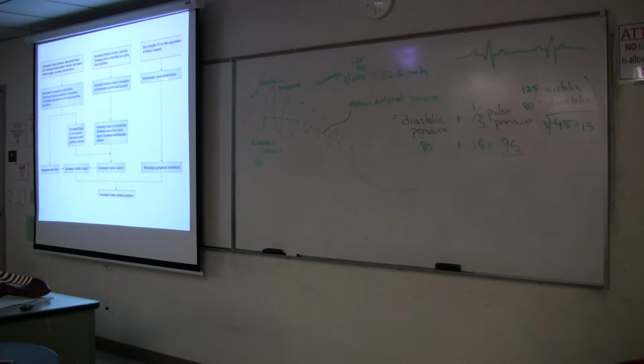Then increased vasoconstriction is going to increase peripheral resistance, and that's the other factor, okay, dealing with blood vessels that we're going to look at. Does everybody have those connecting lines?